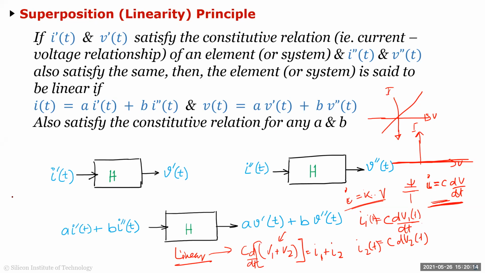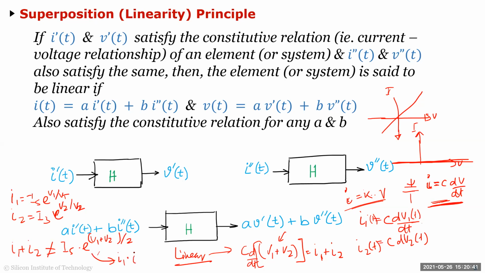So the diode equation is, I1 would be equal to Is times e to the power V1 over Vt. I2 is equal to Is times e to the power V2 over Vt. Now, I1 plus I2 is not equal to Is times e to the power (V1 plus V2) over Vt, right? Because this expression here is I1 times I2, not I1 plus I2. So that's why this is nonlinear, correct?